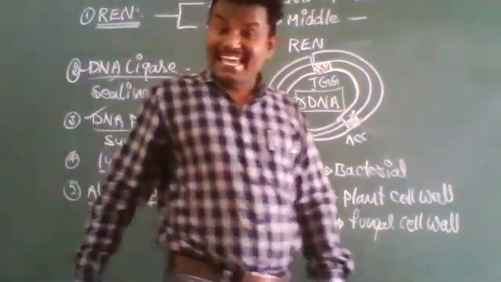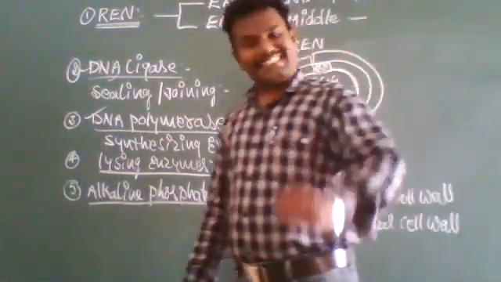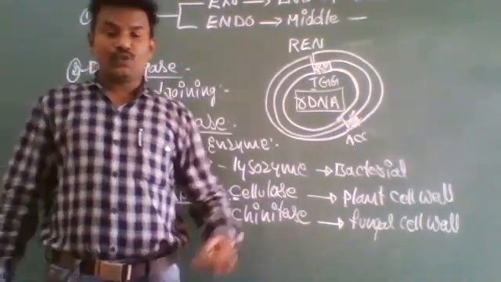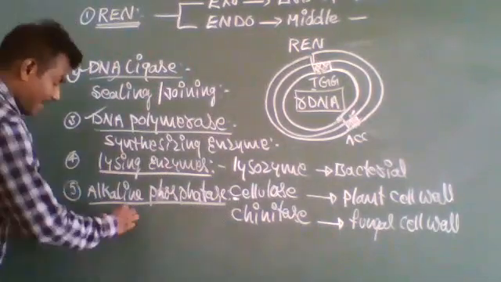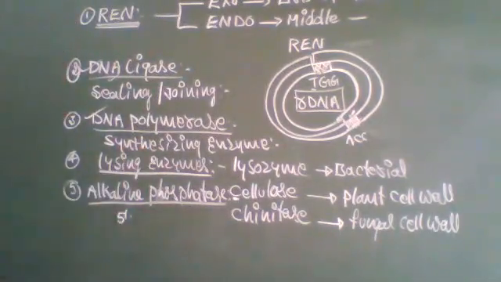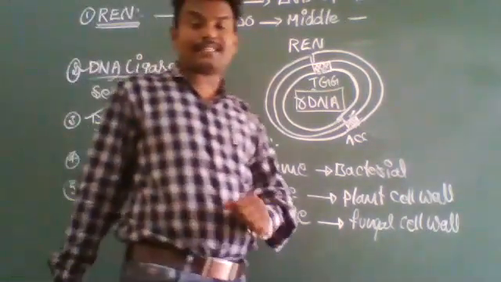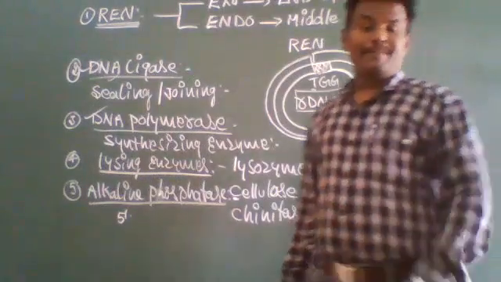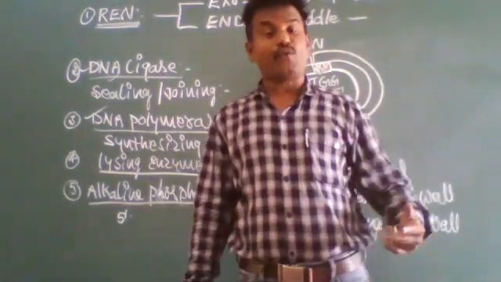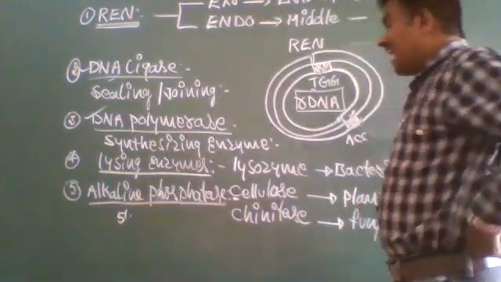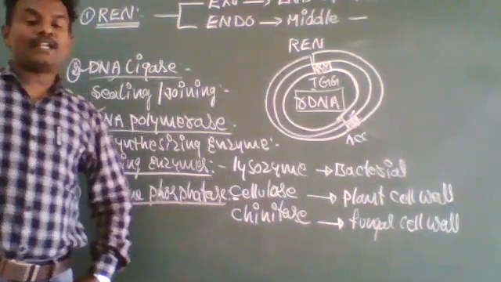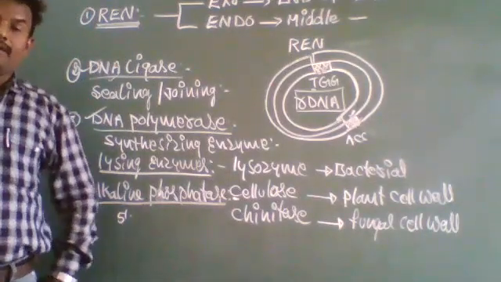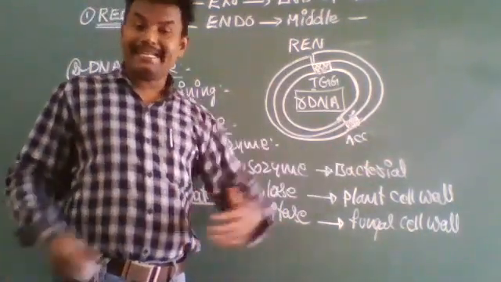Next one is alkaline phosphatase enzyme, which is used to break the DNA from the 5' end region. If you want to cut the DNA at the 5' end region, they use alkaline phosphatases. In this way, different kinds of enzymes are used to break the cells and isolate the DNA.